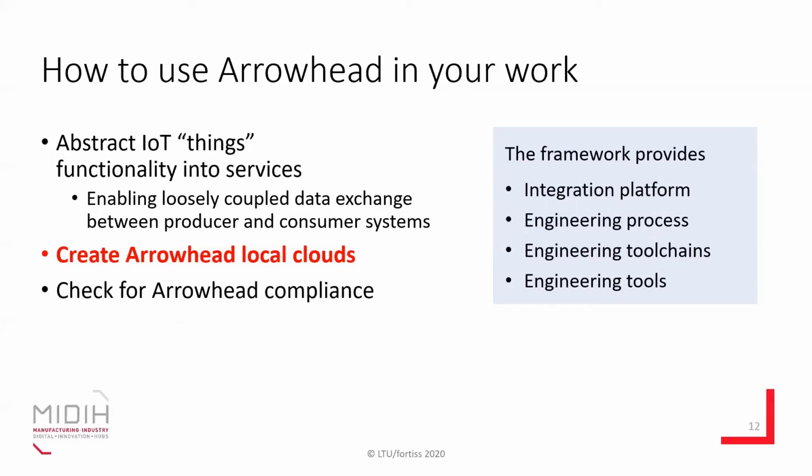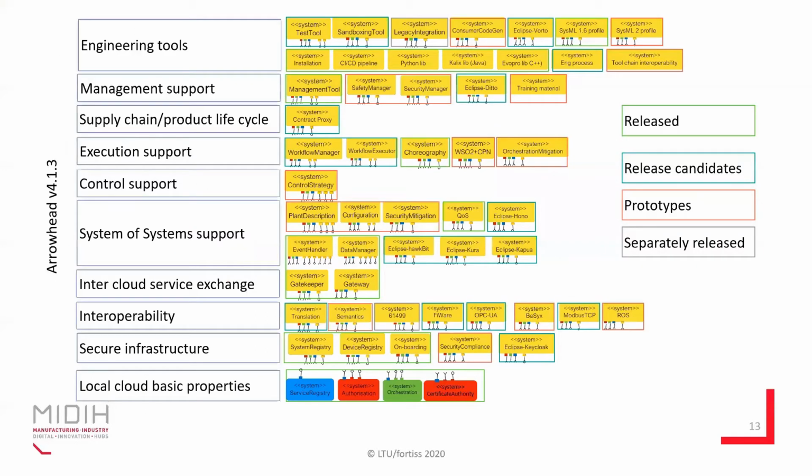So what does the framework consist of? The framework consists of many different things, providing systems and functionality for the whole ecosystem of automation systems, starting with core services. These are authorization, service registry, and orchestration.